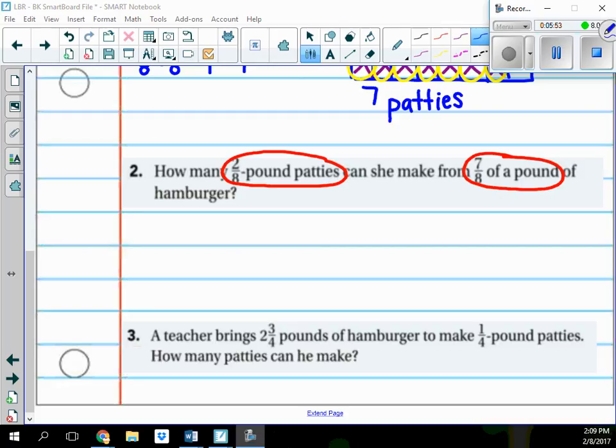All right, what is our number sentence going to be, Cam? 7/8 divided by 2/8. Yeah, tell us how you came up with that. So you're trying to find out how many 2/8 pound patties you can make out of 7/8 of a pound. Perfect. All right, let's take our model. Let's go ahead and draw 7/8.